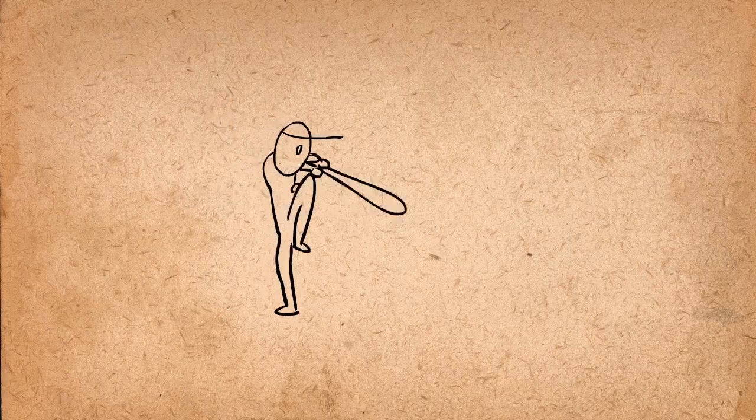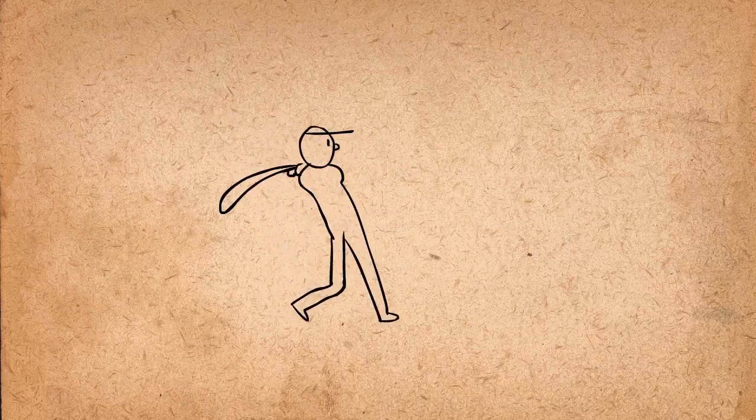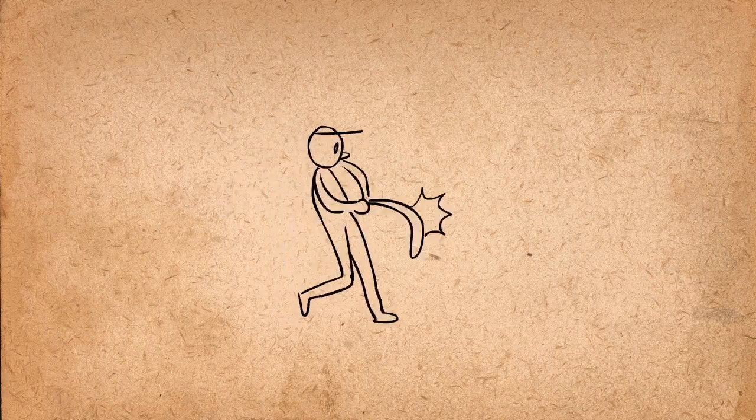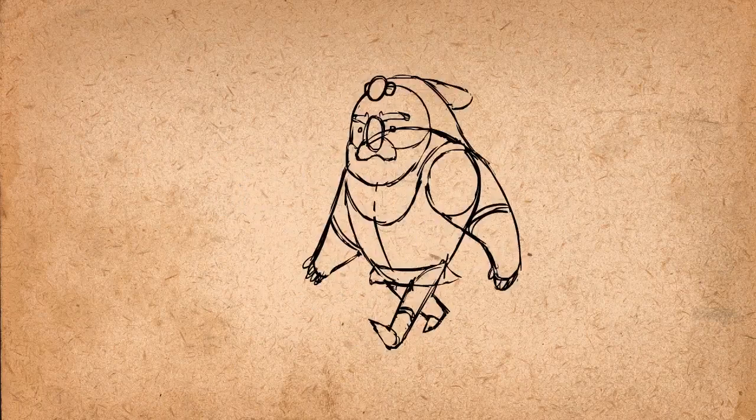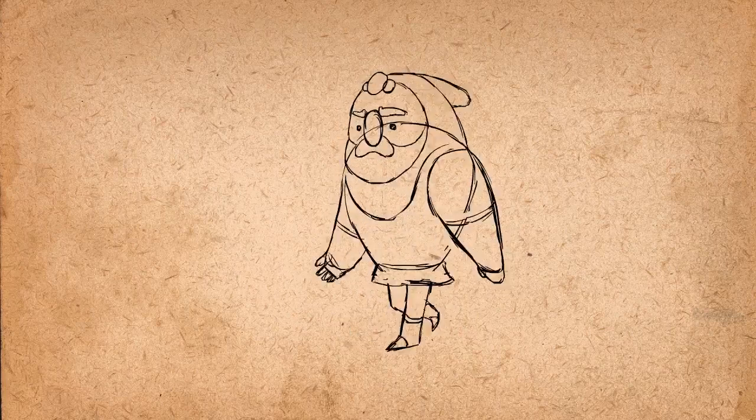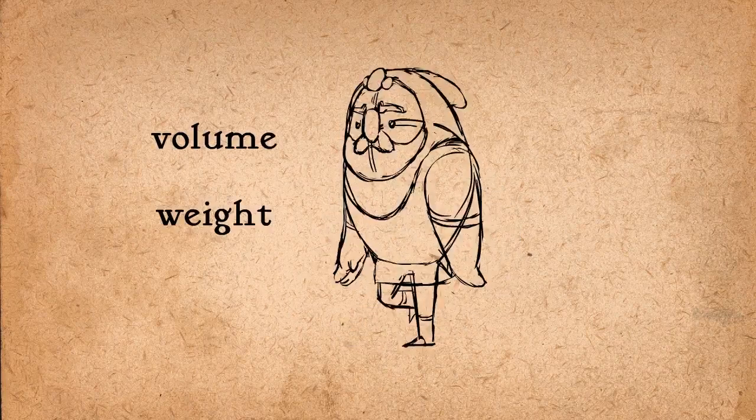Then wind it back until you're satisfied with it. This way you see the whole range beforehand instead of shooting in the dark. So the next principle is called solid drawing. This principle is about making sure that forms feel like they are in three-dimensional space with volume, weight, and balance.